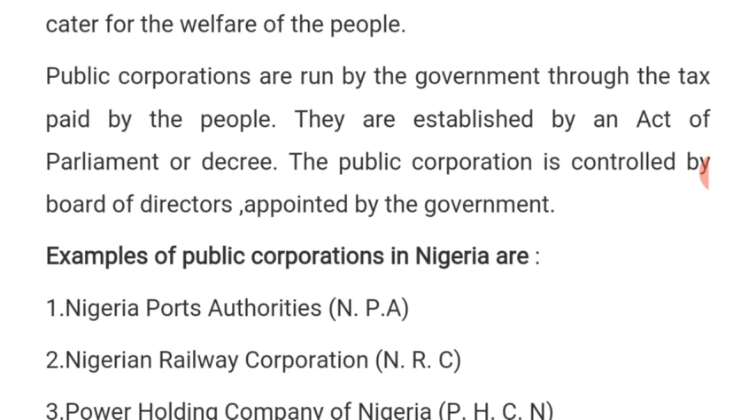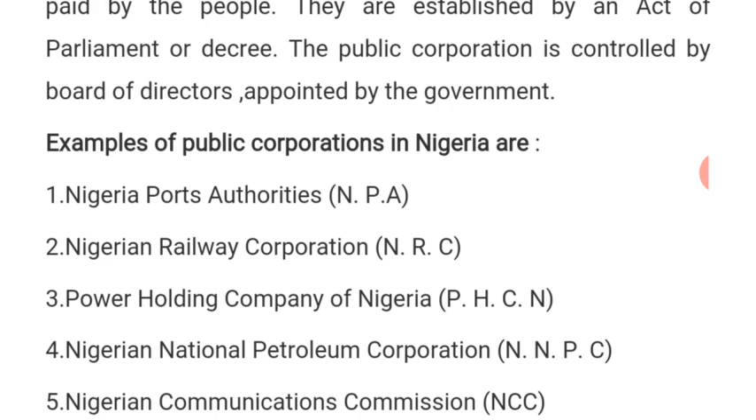So the public corporation is controlled by a board of directors appointed by the government. It is not possible for government to be running the business itself. That's why government appoints some people, referred to as the board of directors. They are the ones that will be supervising the business.